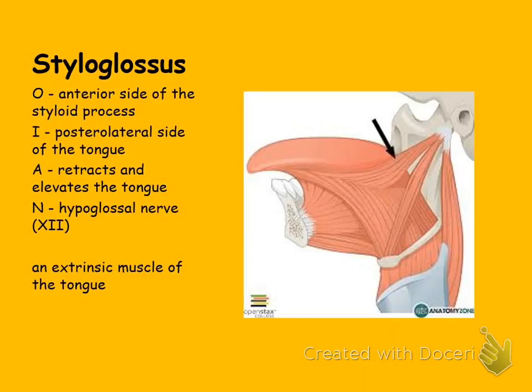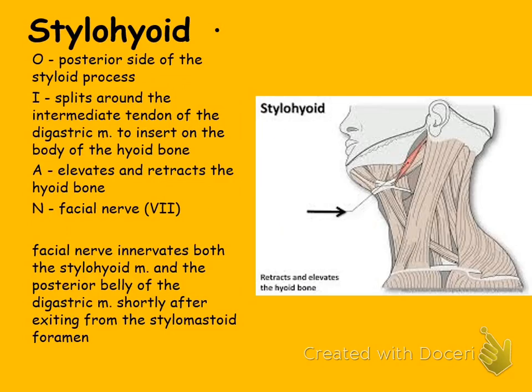Styloglossus attaches to the styloid process. What bone is the styloid process on in the head? There, you're on the right spot, but which bone is it? Temporal bone, right? It originates on the anterior side of the styloid process of the temporal bone and inserts on the posterior lateral side of the tongue. It retracts and elevates the tongue. So the genioglossus sticks your tongue out. The styloglossus pulls it back. It attaches to that styloid process in that muscle.